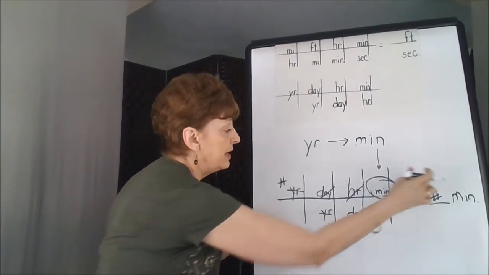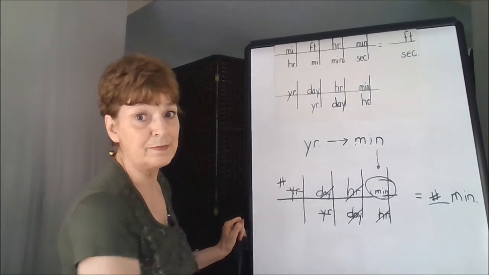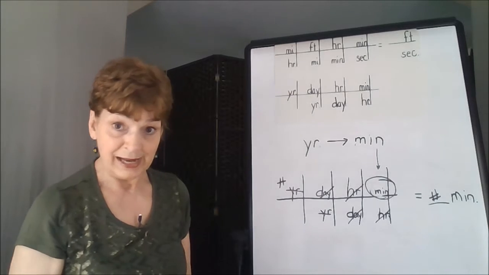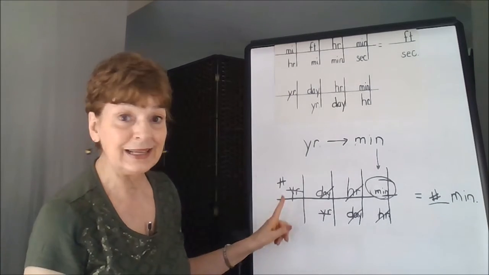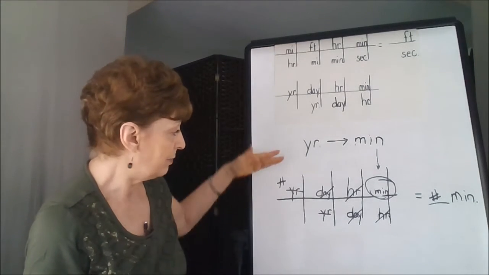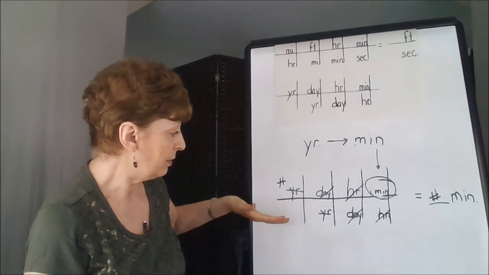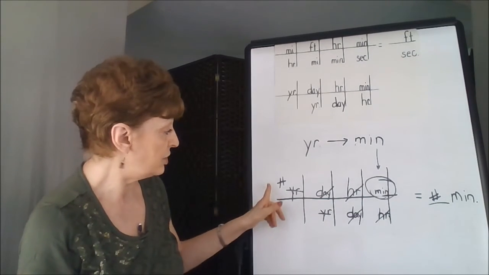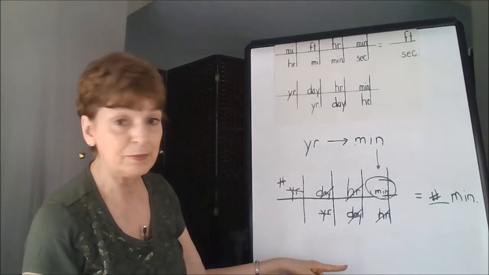So we're going to put some number in here, and that is actually the math. But for right now, what we're doing is tracking the labels. And you need a label on the top, and you need a label on the bottom that's the same as each other, so you can cross a top and a bottom.